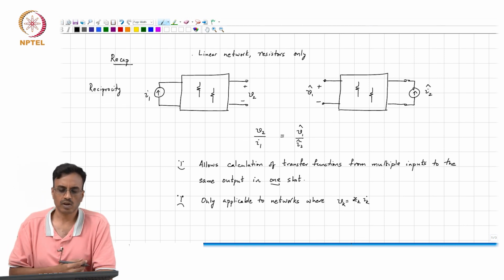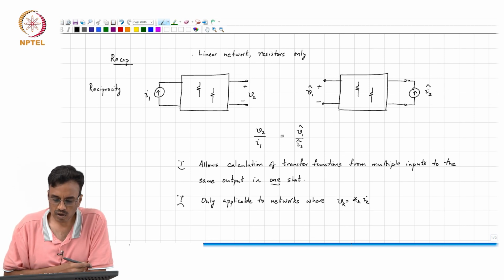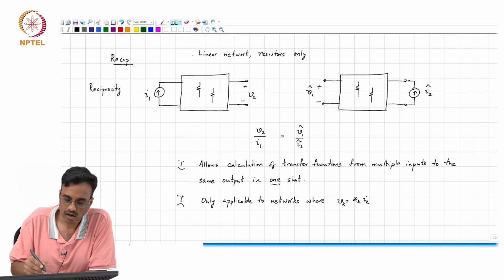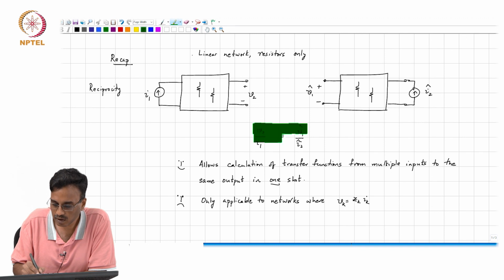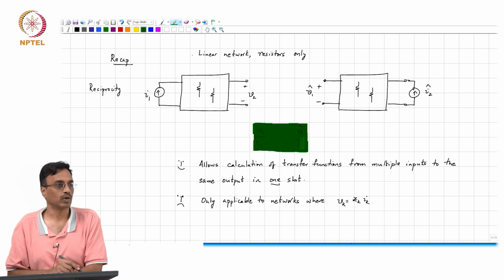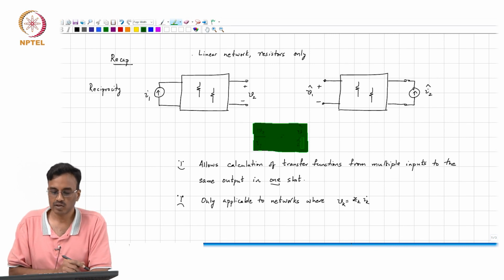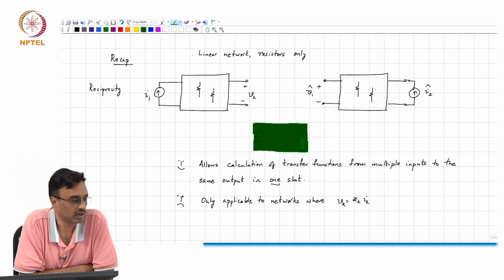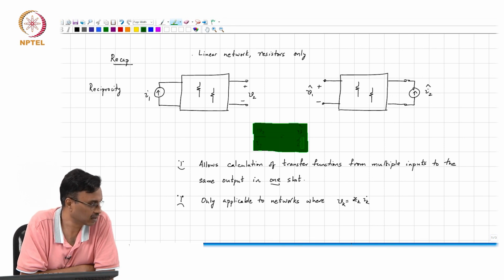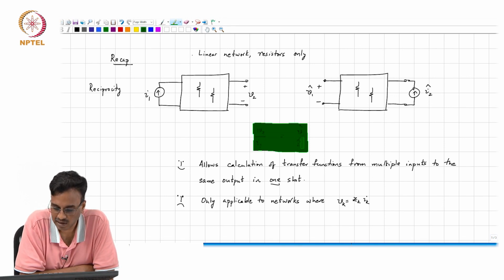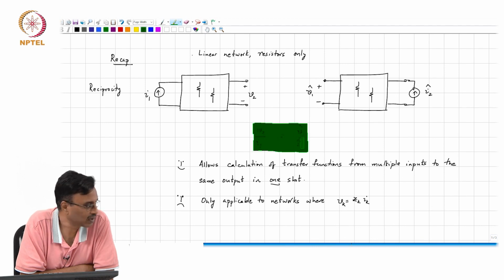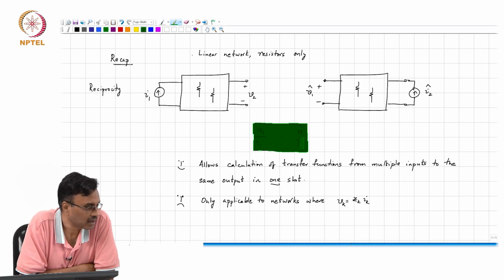We saw last time that you can use Tellegen's theorem to show that V2 by I1 is the same as V1 hat by I2 hat in the network on the right. Now, apart from the mathematical curiosity of this and its elegance, it has a very practical application, and that application is the following.